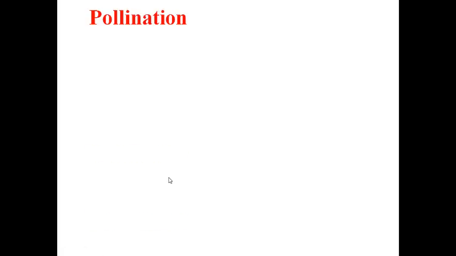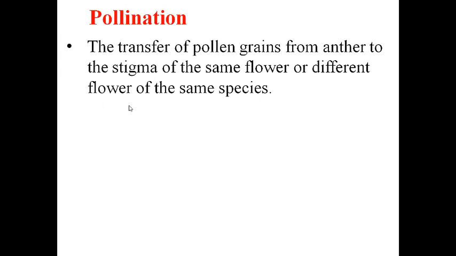Pollination. Now let us look at what is meant by pollination given in this slide. The transfer of pollen grains from anther to the stigma of the same flower or different flower of the same species is known as pollination. For more clarification, let us refer to the image.